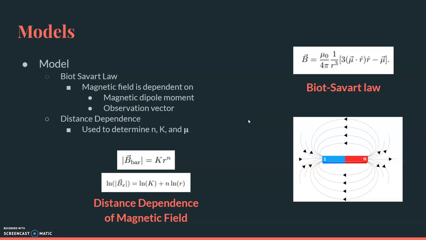So now on to the models. As I mentioned before, I used the Biot-Savart law in this experiment, which is a formula for the magnetic field dependent on the magnetic dipole moment and an observation vector. This law was mainly used for the code. I will also use formulas for distance dependence, which were mainly used to calculate k, a constant in the magnetic field formula, n, a constant that determines how much distance affects the magnetic field, and mu, the magnetic dipole moment.